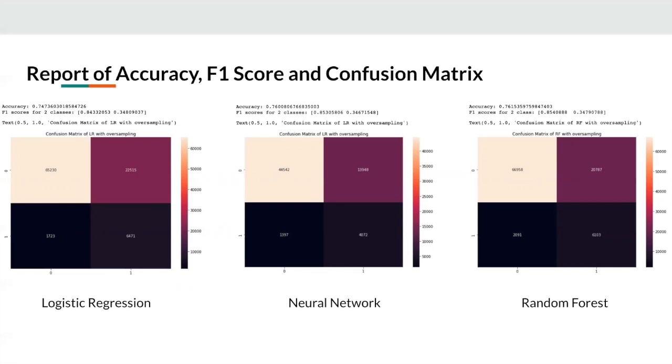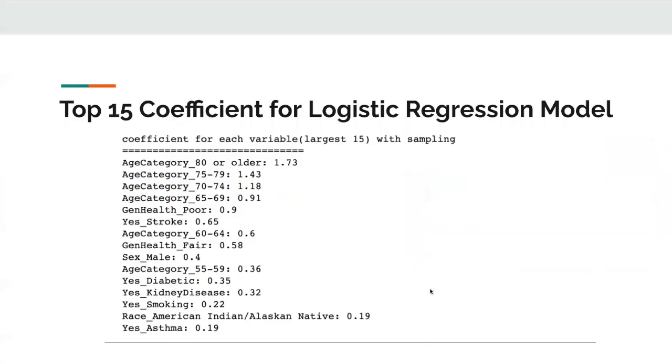So based on this model, we can save more lives maybe. As you can see, the F1 score went from 0.0 something, 0.01, to almost 0.3. So our F1 score also increased largely. And based on this model, the top 15 coefficients of logistic regression are shown below.